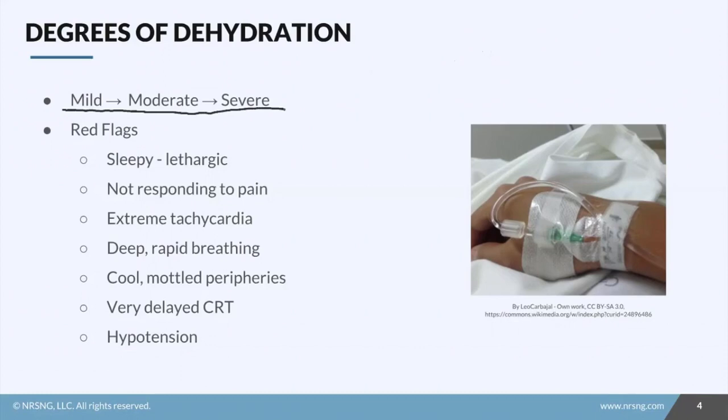Now, before we go through this list of symptoms, I want you to just think about what is actually happening when someone's dehydrated. When you're dehydrated, you have a decreased amount of water in the body, which ultimately means they're going to have less blood volume as well. And when you have less blood volume, you get decreased or poor perfusion. And that's where all of these symptoms come into play. They are all signs that a patient has poor perfusion.